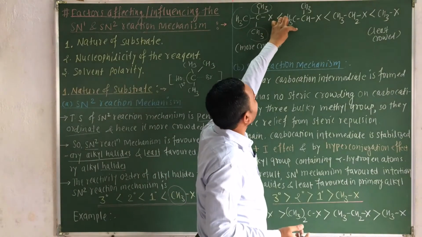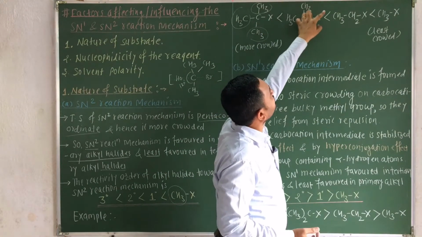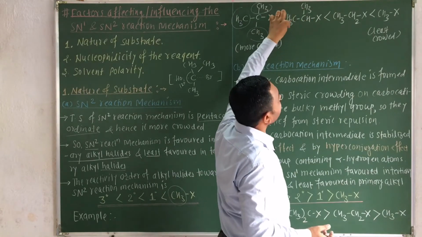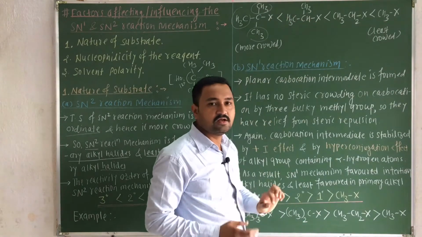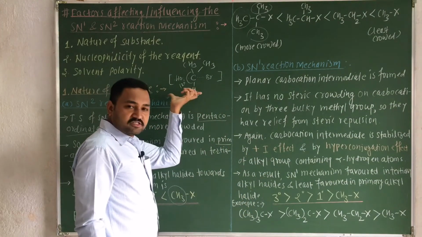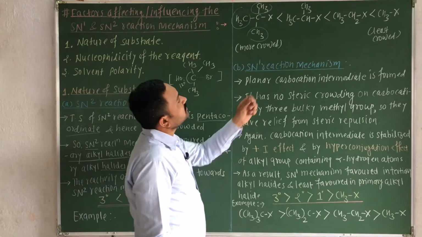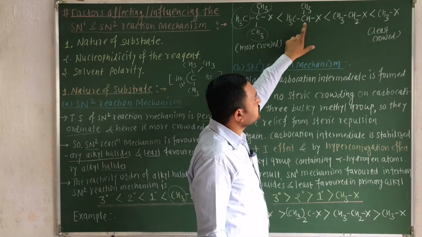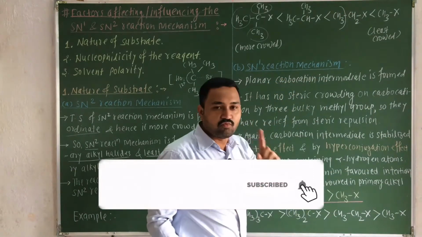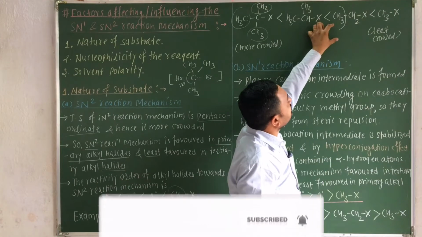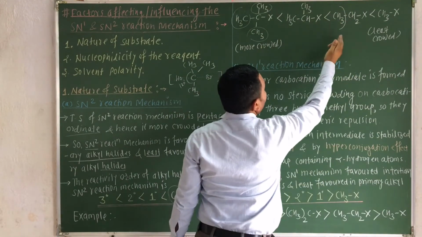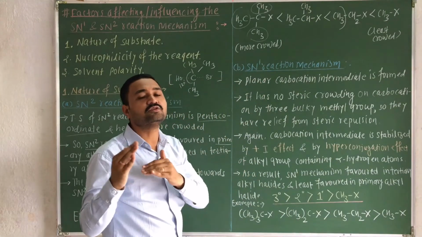Then secondary alkyl halide. This is nothing but your isopropyl halide compound. Here again there are two bulky methyl groups along with one hydrogen atom. So again imagine this as a penta-coordinated state for this molecule also. It will again be less reactive for the SN2 reaction mechanism. Now here the crowding is with one bulky methyl group, that's it, and two hydrogen atoms. So the bulkiness or the steric effect or the steric repulsion is actually decreasing.